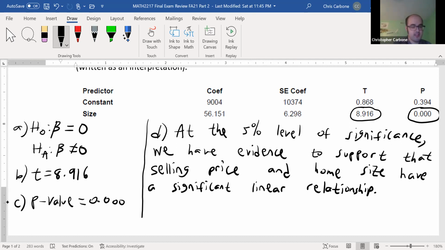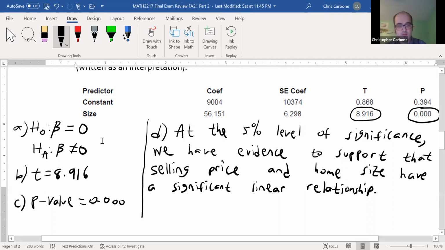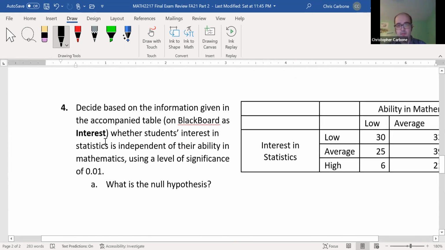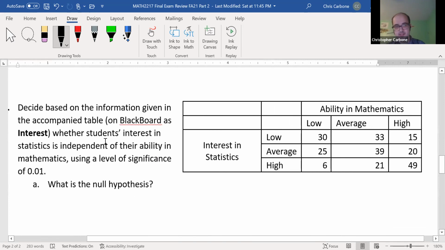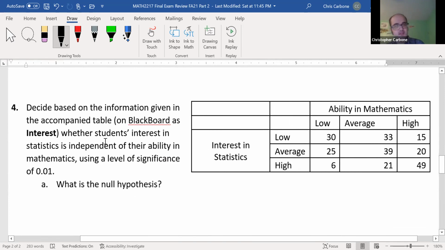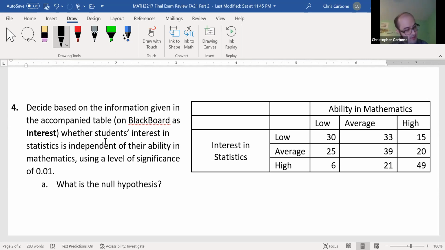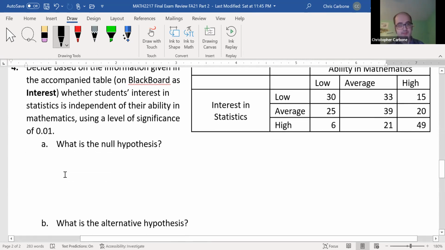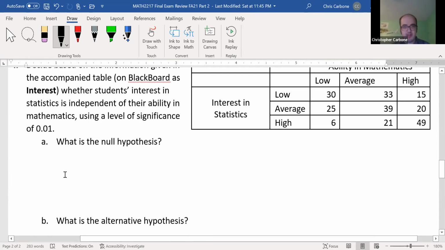And then I have one more page of this. Number 4, I have this lovely looking data set. And we want to decide based on this information in the table, which on Blackboard is listed as the interest data set, whether students' interest in statistics is independent of their ability in mathematics, using a level of significance of 0.01. We want the null hypothesis.